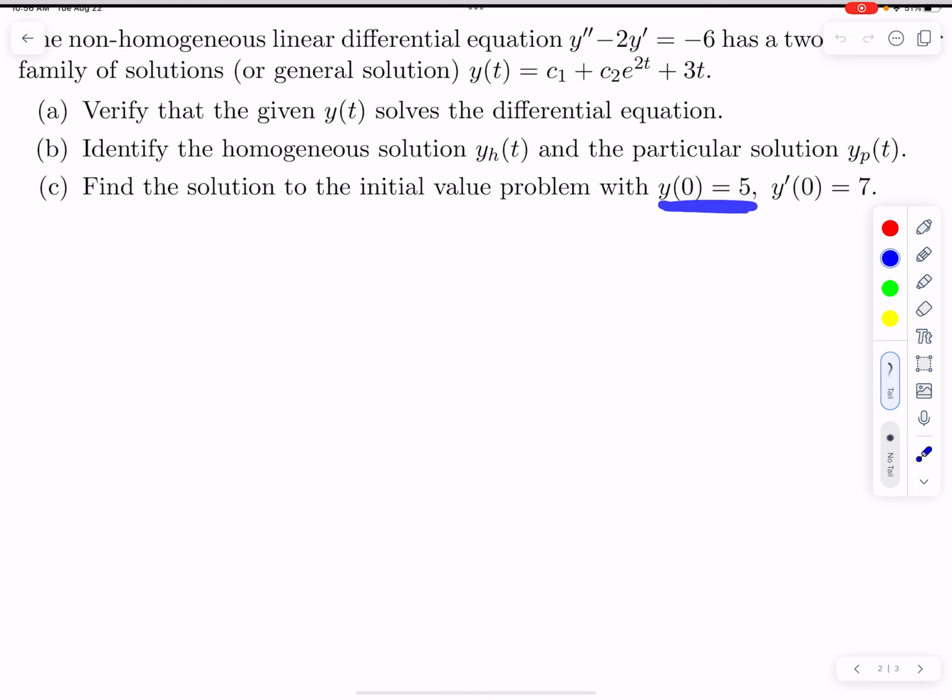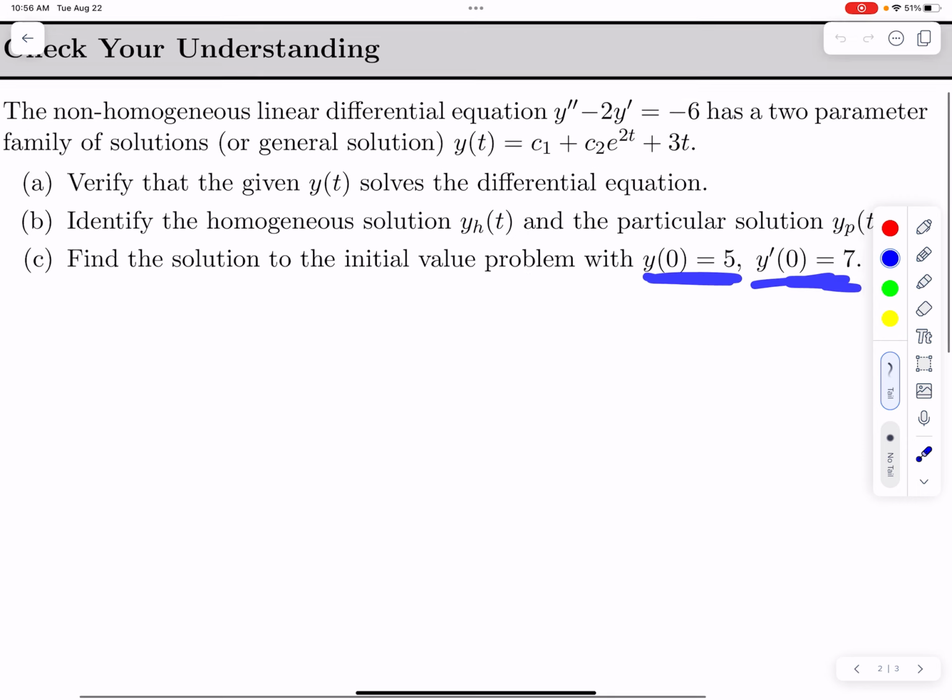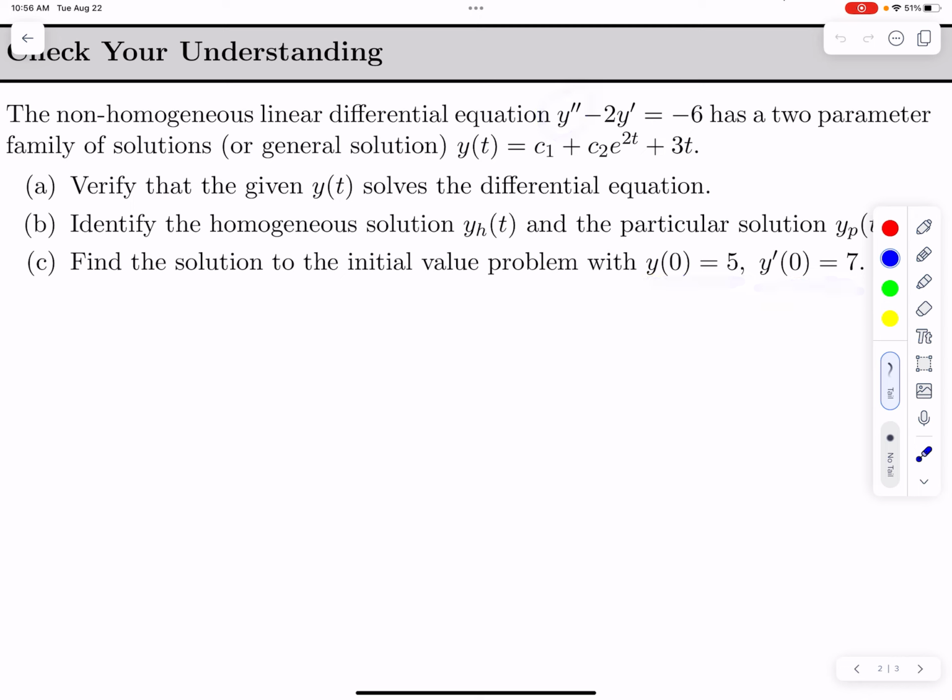conditions. And we have initial position and initial velocity, which should make sense because it's a second order differential equation, so we should have two initial conditions there. So let's start with part A here. Verify that y of t solves the differential equation.